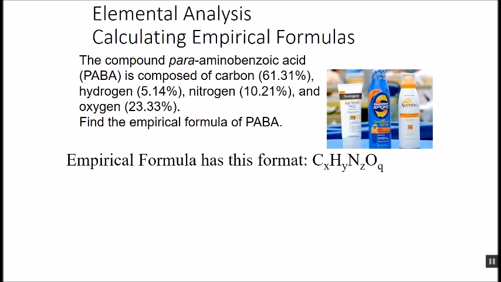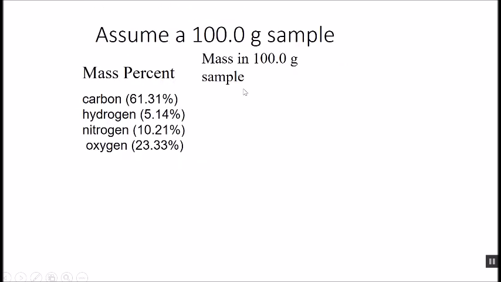So the next question is, how do we do that? Well, we're going to find these small whole number ratios by using the percent masses that were given to us. And the easiest way to do that is to ask ourselves, what if we had a 100-gram sample? If we had a 100-gram sample of this compound, and 61% of those 100 grams is carbon, how many grams of carbon would that be? Well, 61% of 100 grams is 61 grams. 5% of 100 grams is 5 grams. 10% of 100 grams is 10 grams, and so on, so you get the idea.